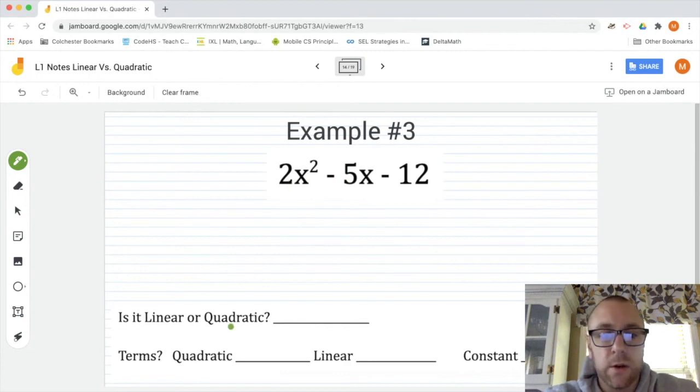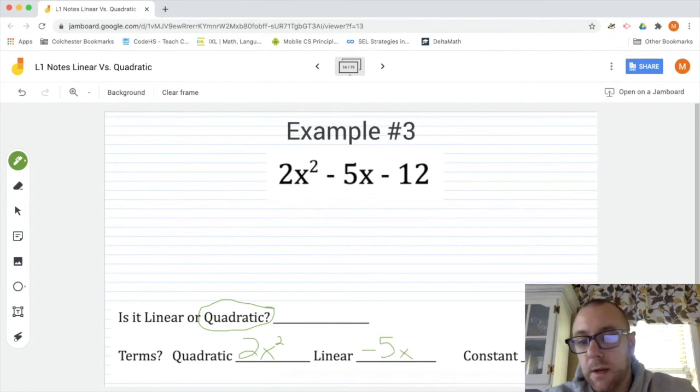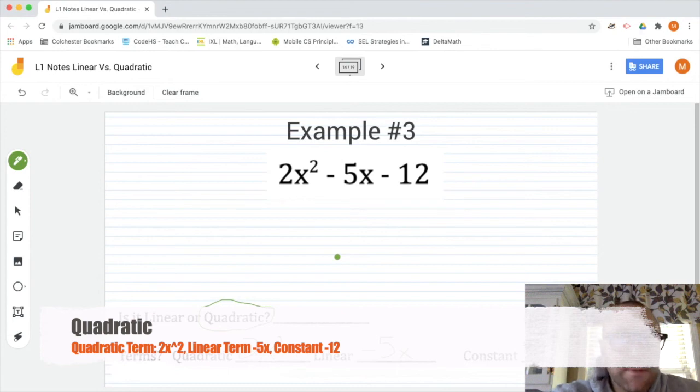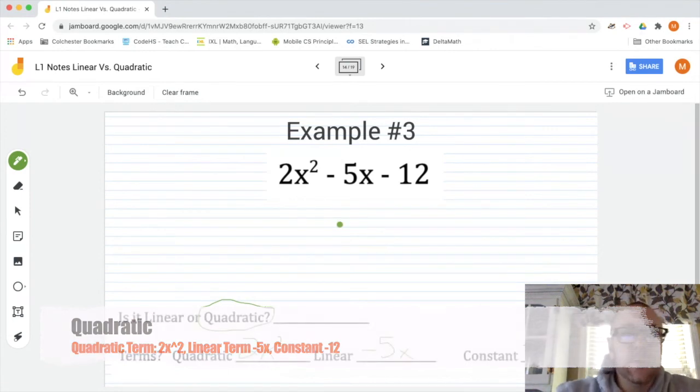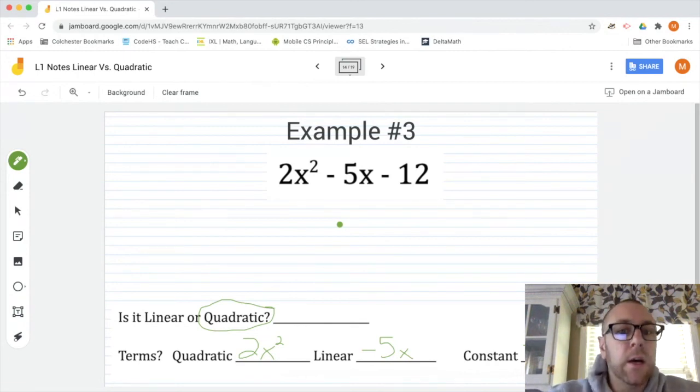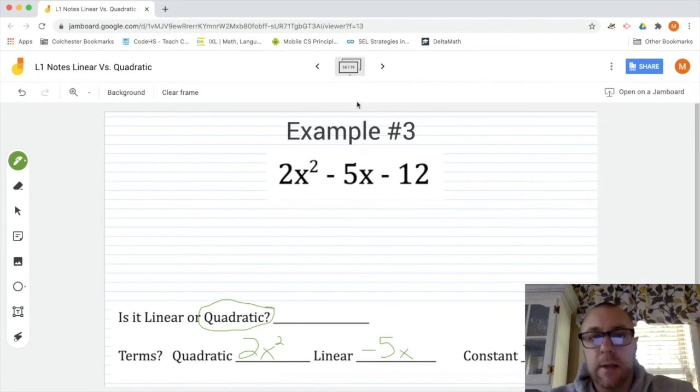Is it linear or is it quadratic? It is quadratic because it has an x squared term. My quadratic term is 2x squared. My linear term is negative 5x. And my constant term is negative 12. And you just have to make sure that you have those signs in there. So that is how you determine if an expression or a function is linear or quadratic. And that is what your practice is going to be on.